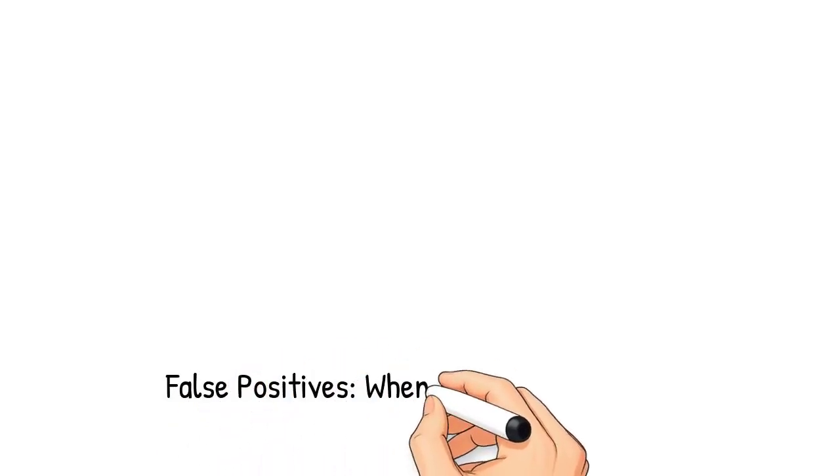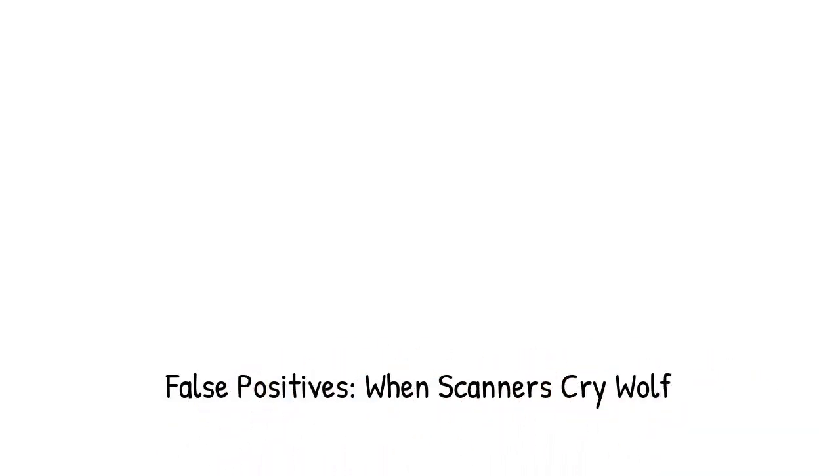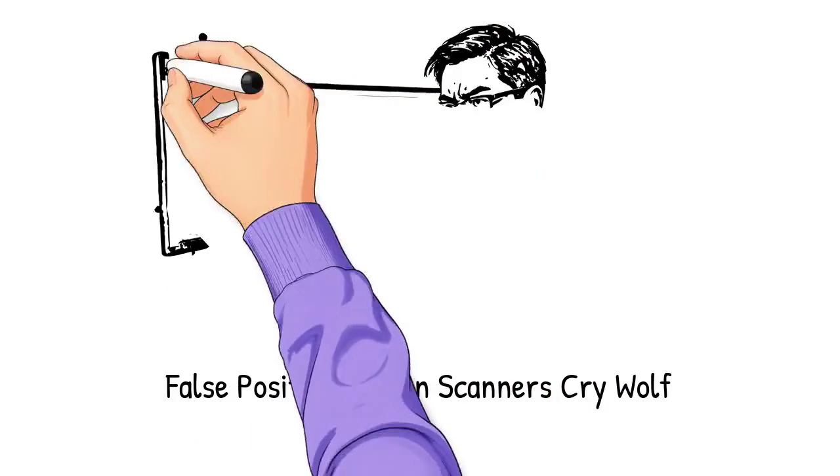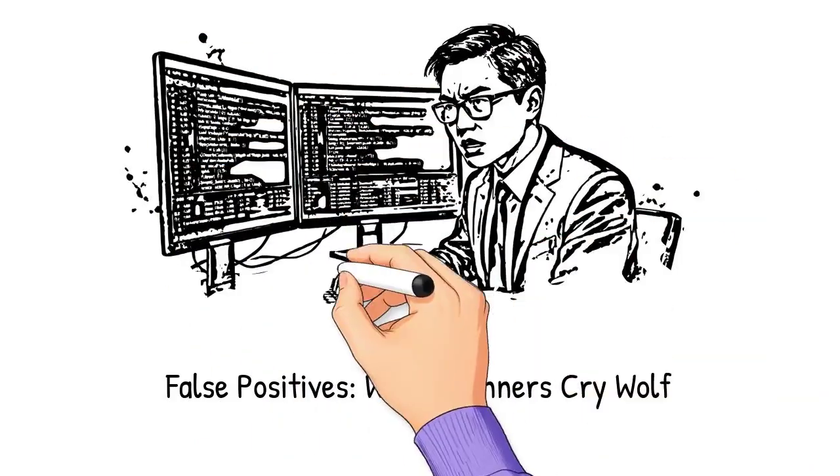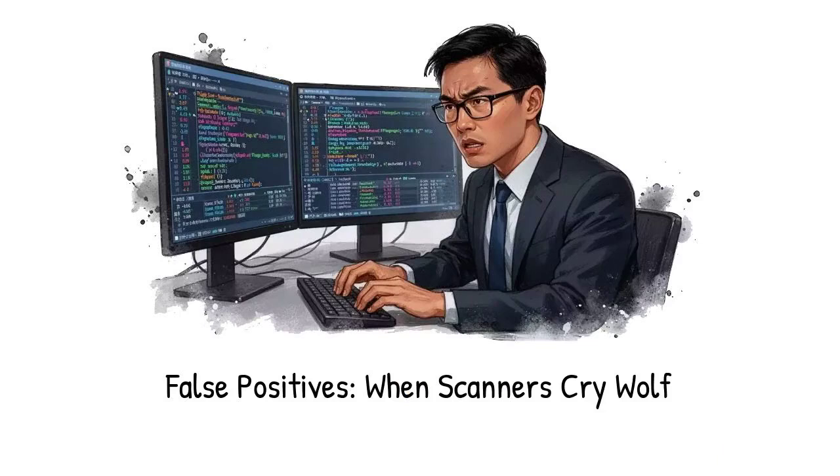False positives. The scanner cries wolf. A false positive is when the scanner reports a vulnerability that doesn't actually exist. This wastes time and resources. Example: the scanner says SQL injection detected, but it's just a false alarm caused by a WAF response.